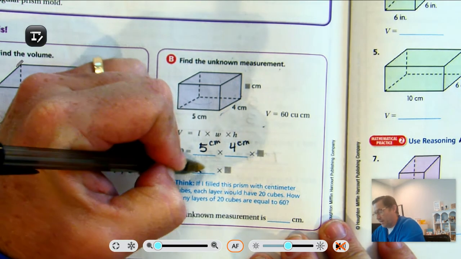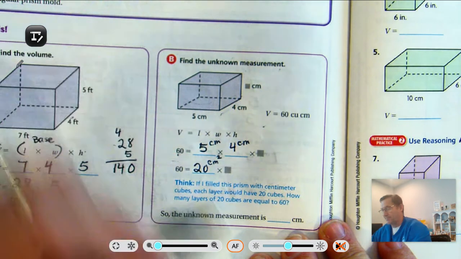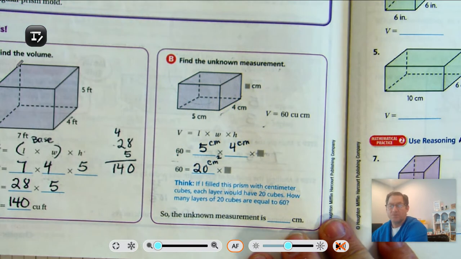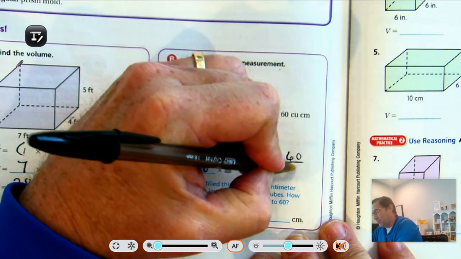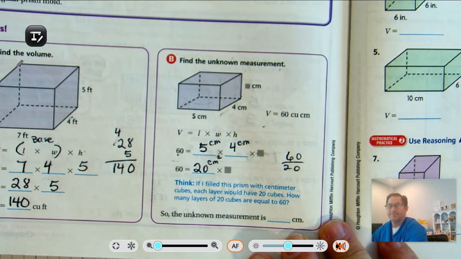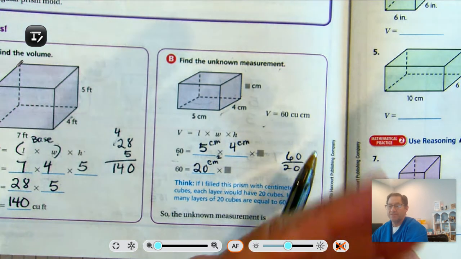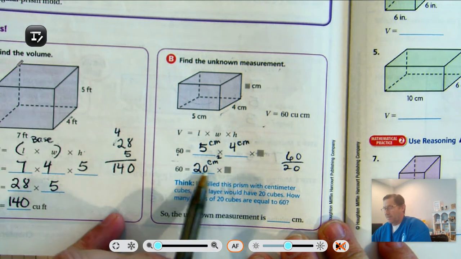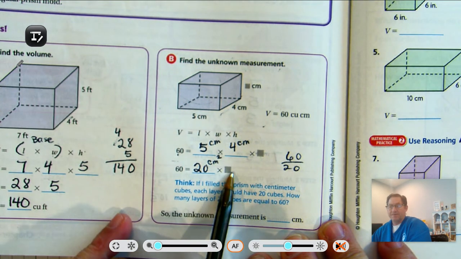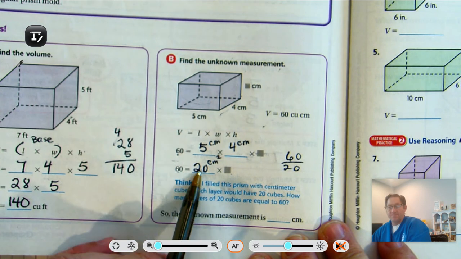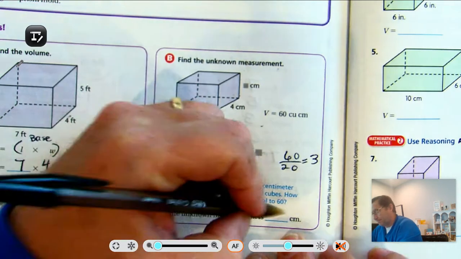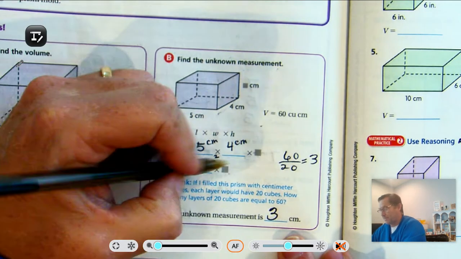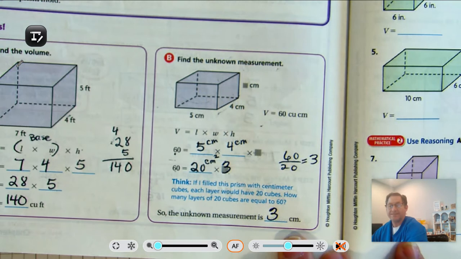And 5 times 4 is 20, so 20 centimeters squared. How many 20 centimeter squares will it take to equal 60? Well, I can take 60 and just divide by 20, because the opposite of multiplication is division. So if we're saying 20 times something is the missing number, then it's the same thing as saying 60 divided by that factor. So 3. 3 times 20 is 60.